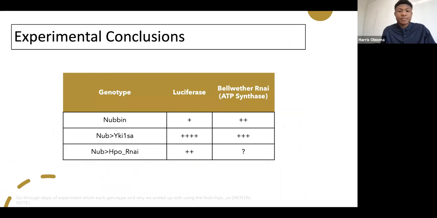So, experimental conclusions: we can see with the data that nubbin and luciferase, nubbin and the ATP synthase still show slightly more cell proliferation than the control, and the nub-Yorkie is still a huge amount of cell proliferation because it overshot the goal we were intending, and the nub Hippo RNAi still needs to be disclosed.